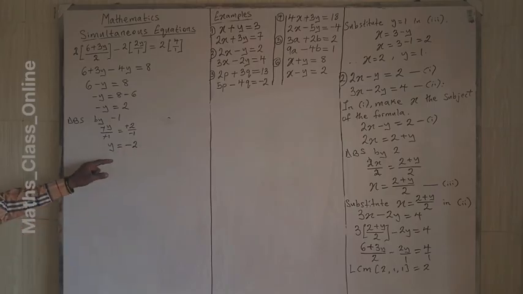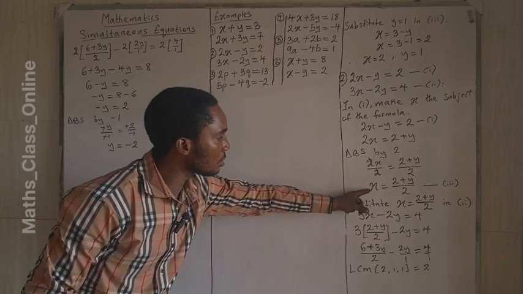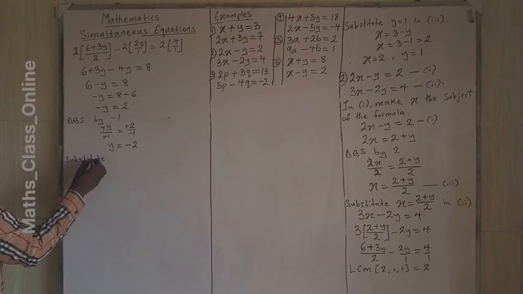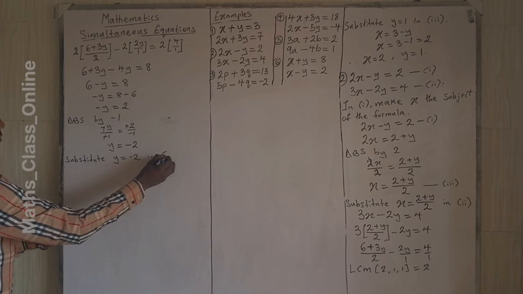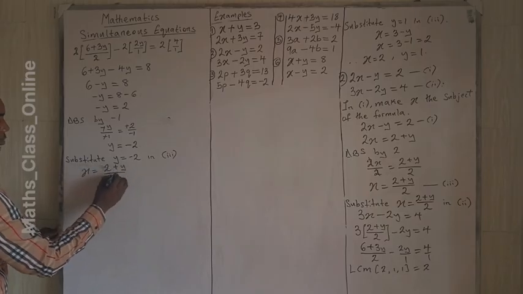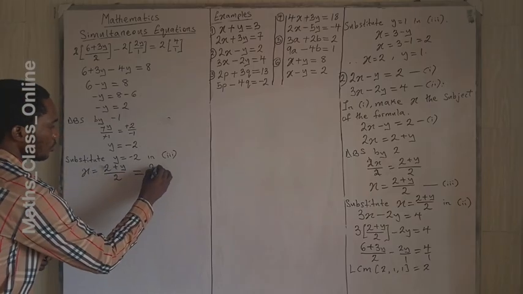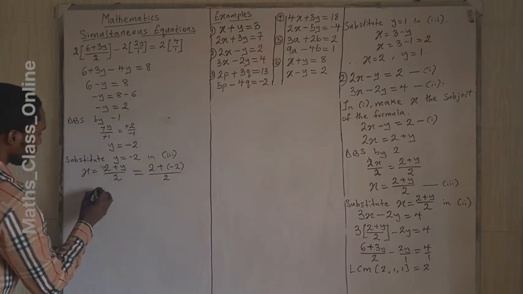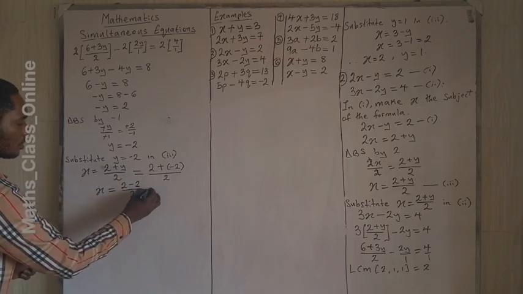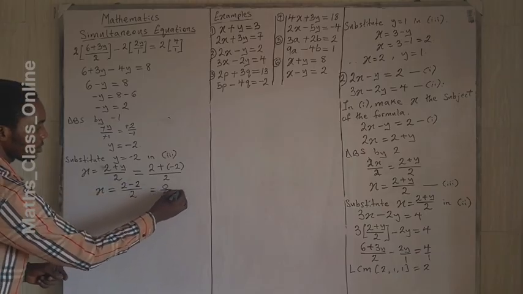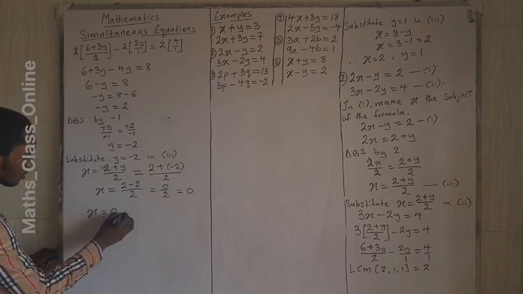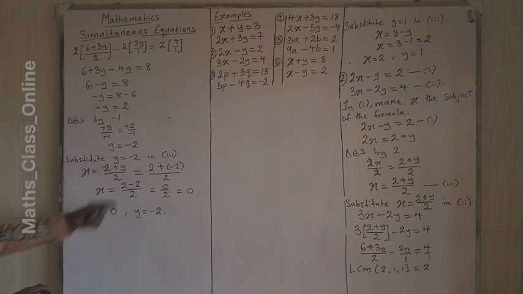Now the next step is substitute the value of y is equals to minus 2 into equation 3. x is equals to 2 plus y over 2, and this is equals to 2 plus minus 2 over 2. x is equals to 2 plus times minus, that is minus 2 over 2. 2 minus 2, 0 over 2. 0 divided by 2, that is still 0. So we have the value of x is equals to 0 and the value of y is equals to minus 2. The next example, which is example 3.